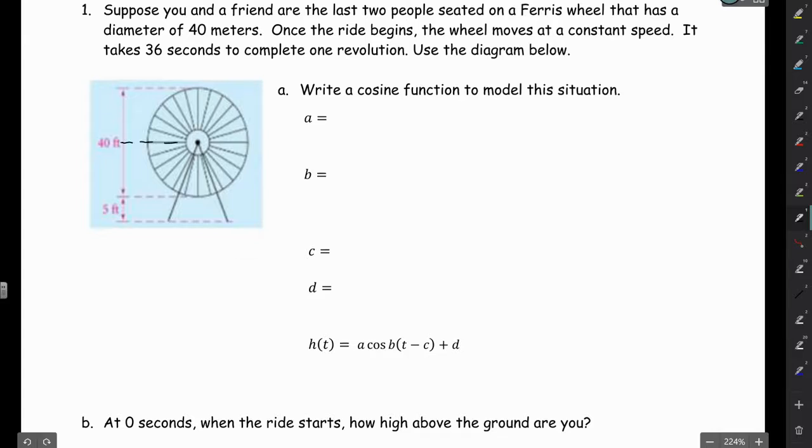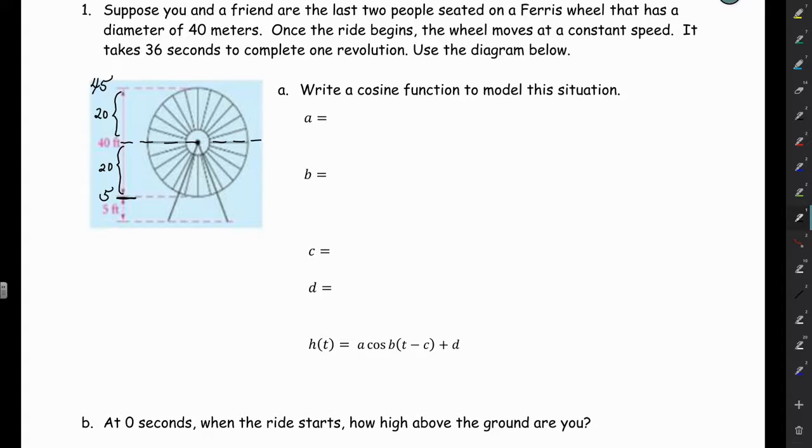So this is the center of our graph. We know that the diameter is 40, so we know that the radius is 20. We start at a value right here. We're 5 feet above the ground when we start, so we start at a minimum value of 5. And then if we add 5 plus 40, we're going to end up with 45 as the value at the top of the Ferris wheel. So the peak height of the Ferris wheel is 45. All right, so just those simple little markings are really going to help make a difference.